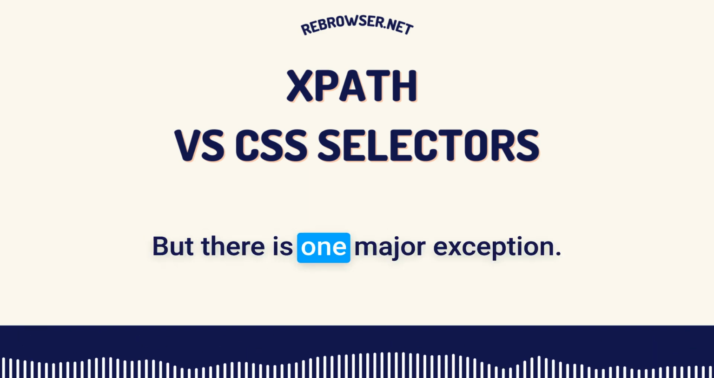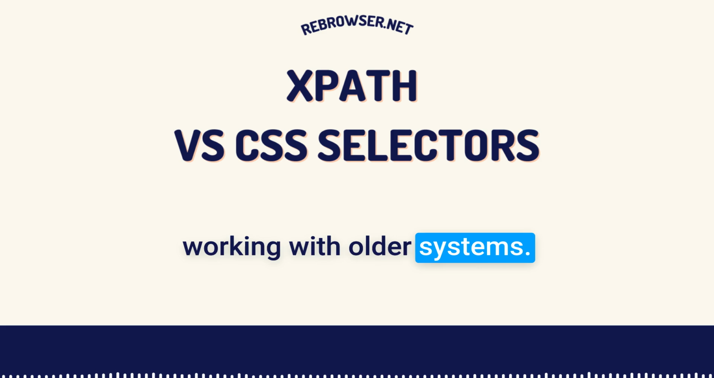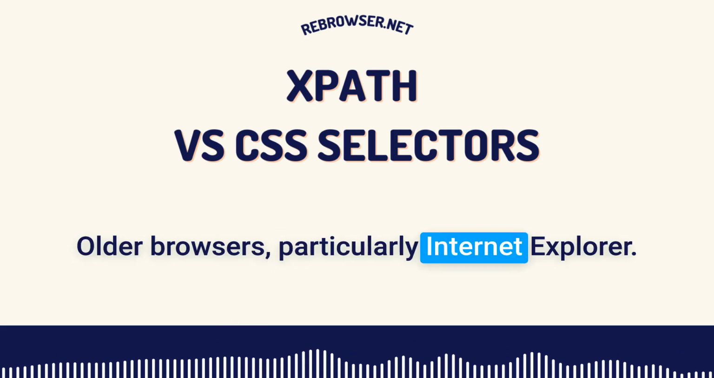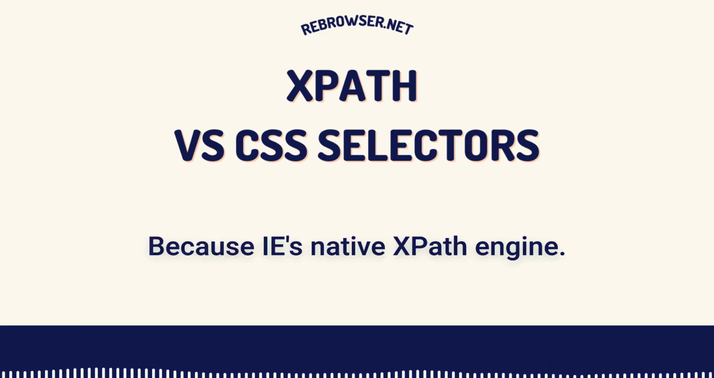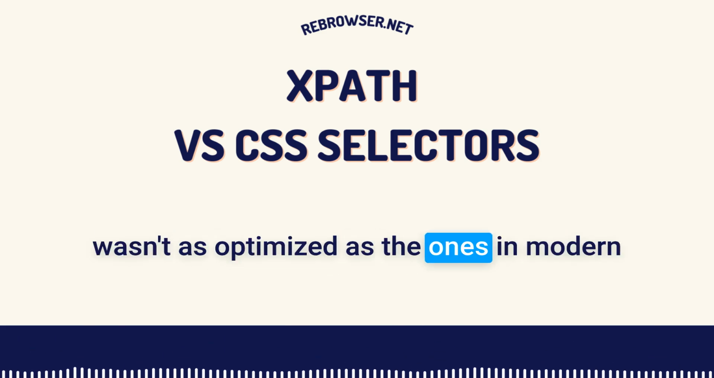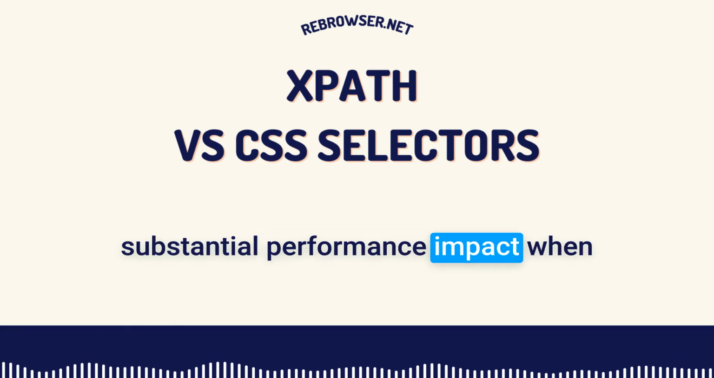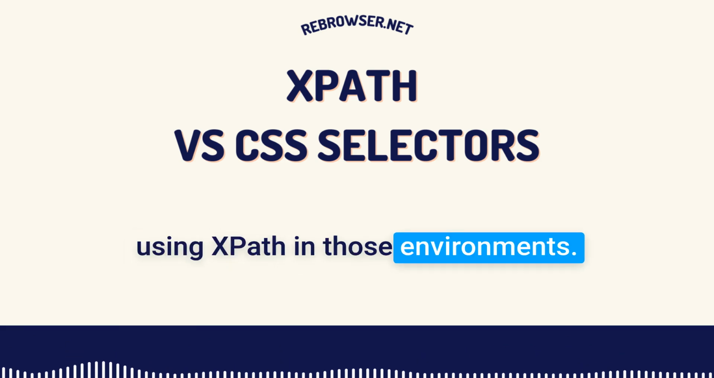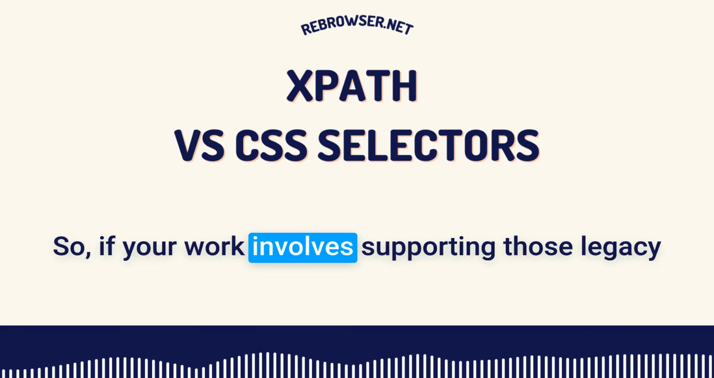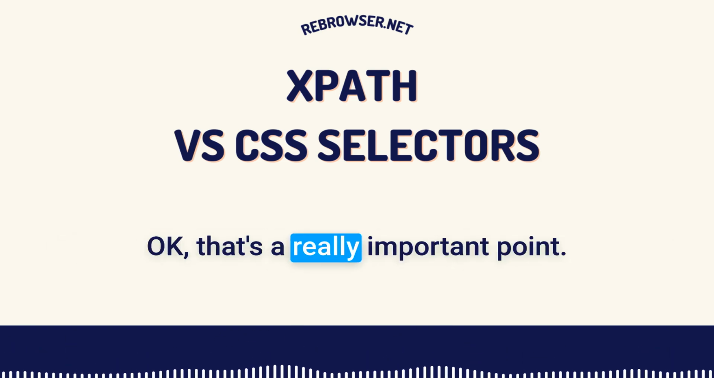Okay. But there is one major exception. And this is relevant if you're working with older systems. Older browsers, particularly Internet Explorer. Because IE's native XPath engine wasn't as optimized as the ones in modern browsers, you could see a much more substantial performance impact when using XPath in those environments. Yeah. So if your work involves supporting those legacy browsers, that's a really crucial consideration. Okay, that's a really important point.